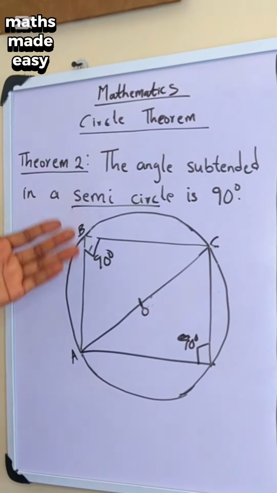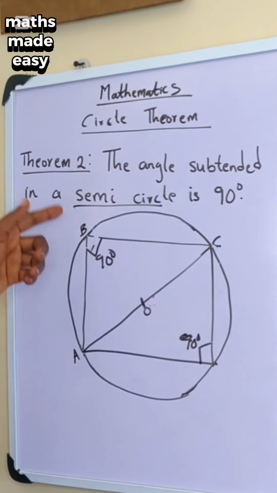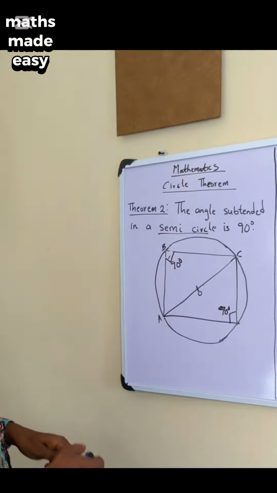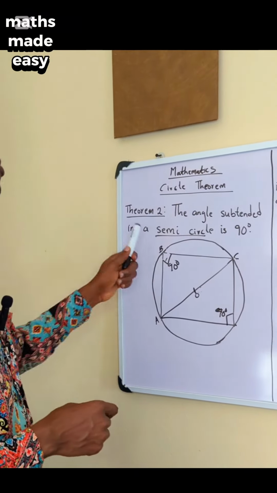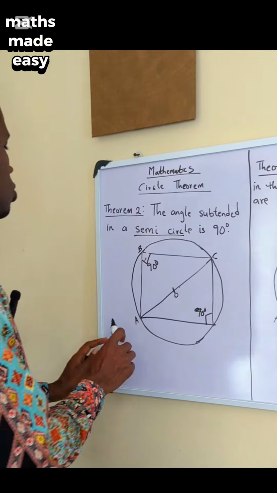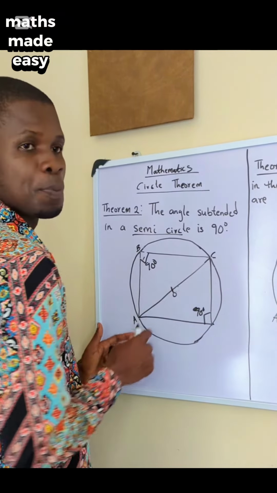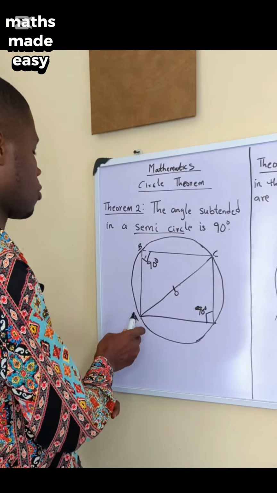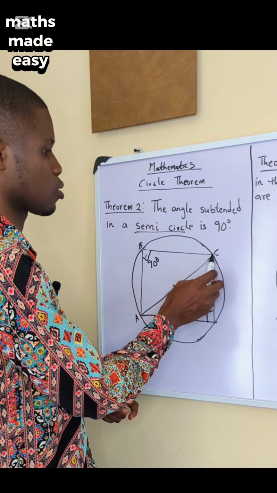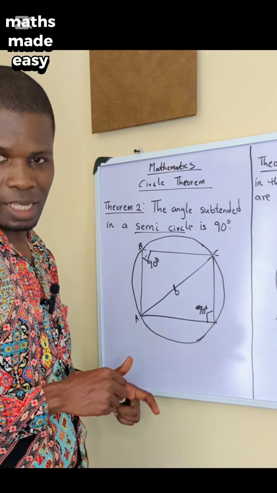Theorem 2 states that the angle subtended in a semicircle is 90 degrees. A semicircle is half of a circle. To identify a semicircle, you will need to identify a diameter. A diameter is a line that divides a circle into two equal parts. It runs from one point on the circumference to another point on the circumference, passing through the center.